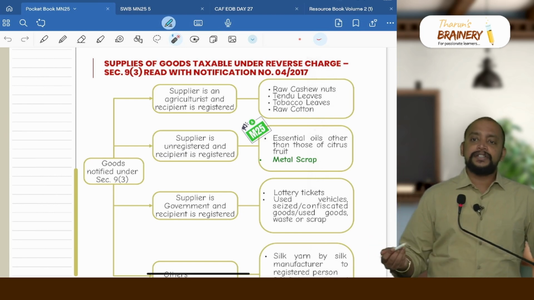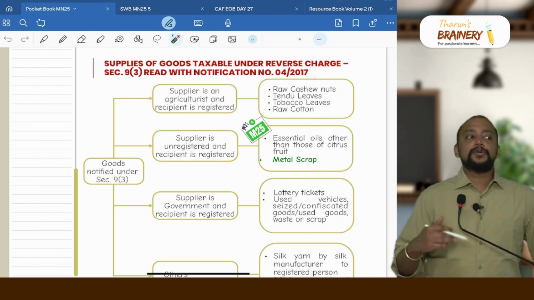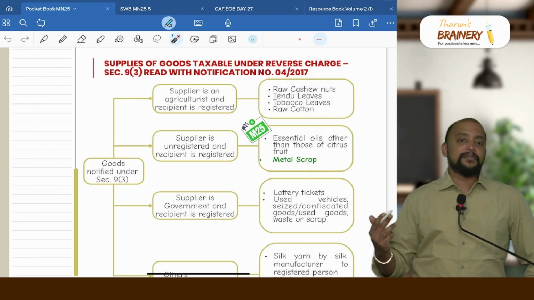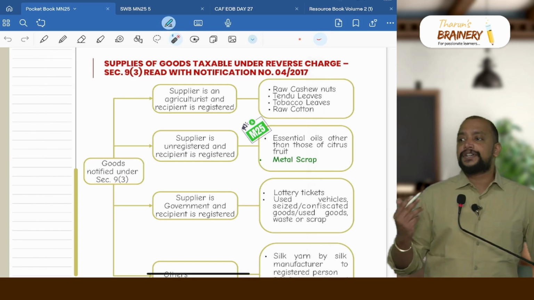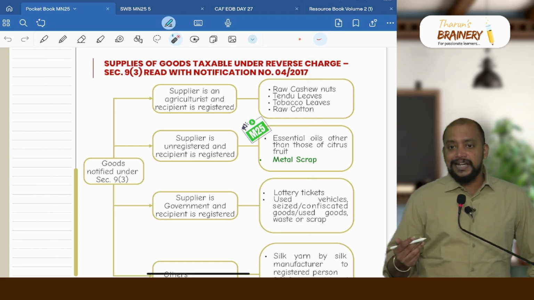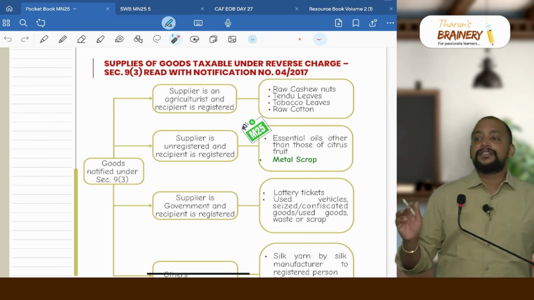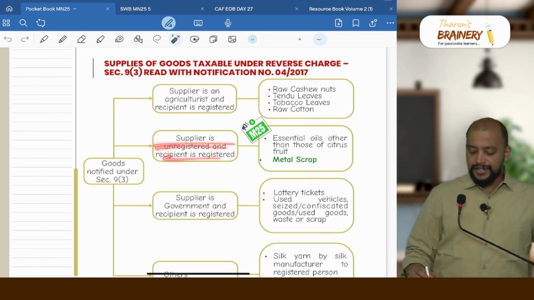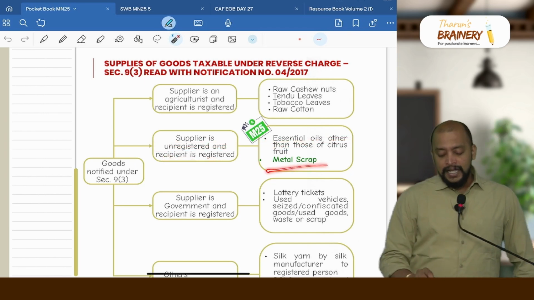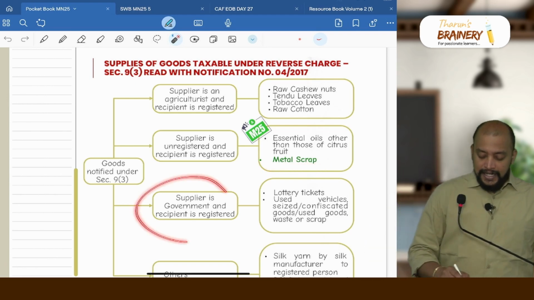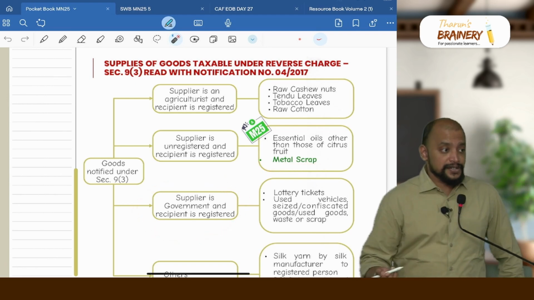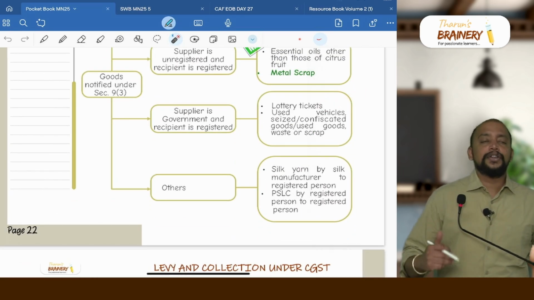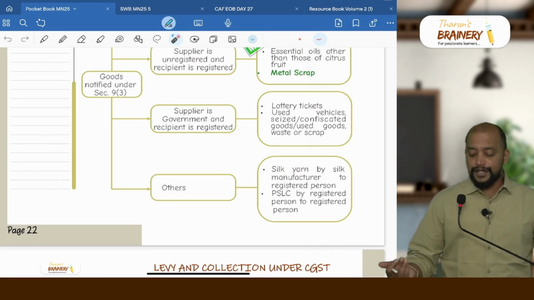Suppose both are unregistered, first of all there is no GST. Suppose the supplier is registered, then TDS will come, because we have an amendment there wherein the supplier is also registered and the recipient is also registered. It will be TDS in case of metal scrap. So therefore it is not RCM, it will be FCM only. And the supplier is unregistered, recipient is registered: essential oils other than those of citrus fruit, and metal scrap. These are the 2 products. Supplier is the government and the recipient is registered. Then in that case we have lottery tickets, used vehicles or used goods or confiscated goods or seized goods.